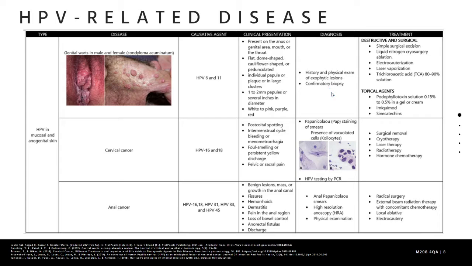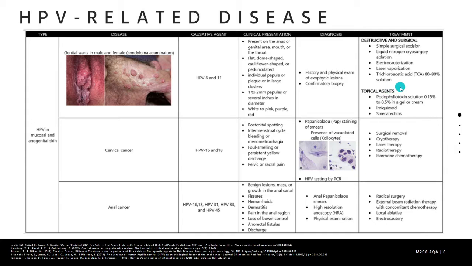You can diagnose genital warts by history and physical examination of the lesions, and you can also perform a confirmatory biopsy, but it's generally unnecessary. You'll do this if there is uncertainty about the diagnosis or if the patient is immunocompromised. To treat genital warts, there are destructive and surgical methods, or you can use topical agents. Destructive and surgical methods are more effective on keratinized warts, especially if they are larger. These procedures have varying pros and cons depending on whether or not they leave a scar, how much they cost, and if they require sophisticated equipment and training.